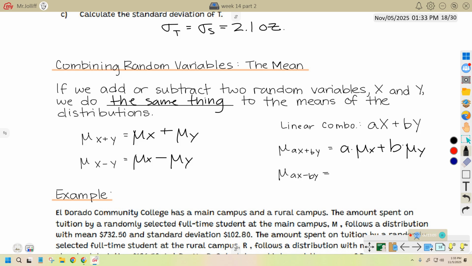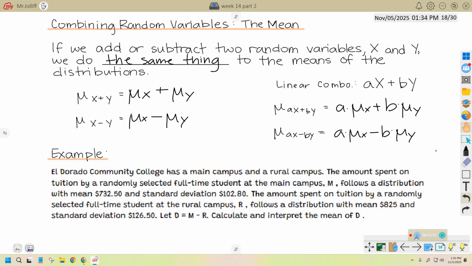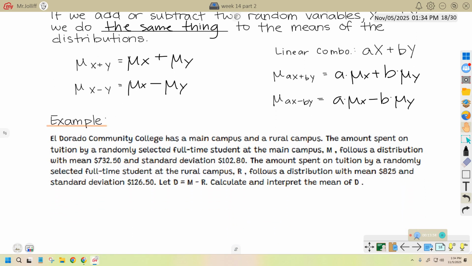Same for subtraction. A times the mean for x minus b times the mean for y. Whatever we do to the data, we do it to the means as well. Doable? We can add and subtract. Good. Let's do an example of when we might see this in the real world.